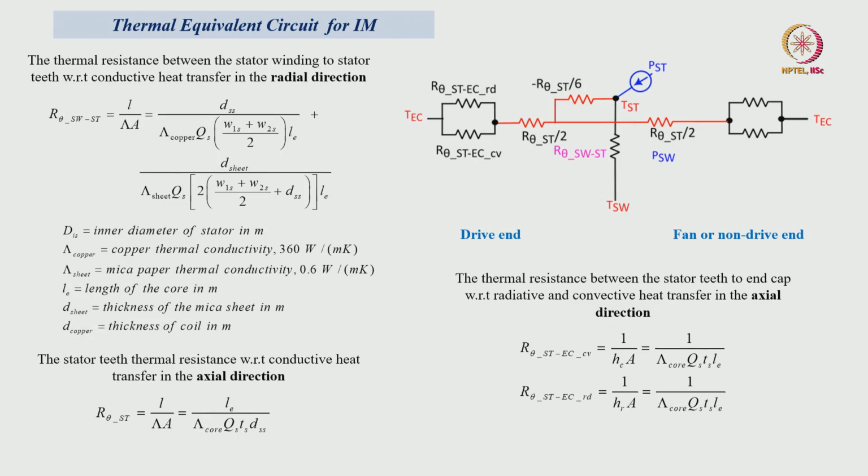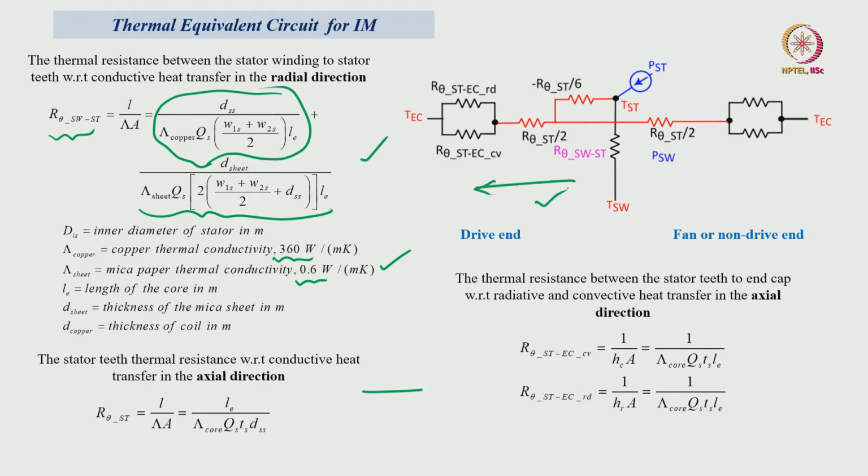In the same way we can calculate the stator winding to stator teeth thermal resistance by considering the thermal resistance with respect to the copper and the thermal resistance with respect to the insulating sheet, that is mica sheet. For mica sheet the thermal conductivity will be 0.6 watt per meter Kelvin, and for copper it is 360 watt per meter Kelvin. Because of these thermal conductivity numbers, the heat flow in the stator winding in the axial direction is significant as compared to the radial direction. Radial is in this direction; compared to this, the axial direction of heat flow is significant.